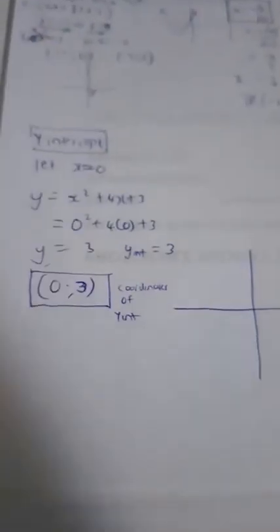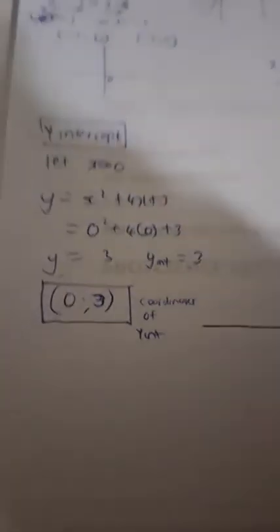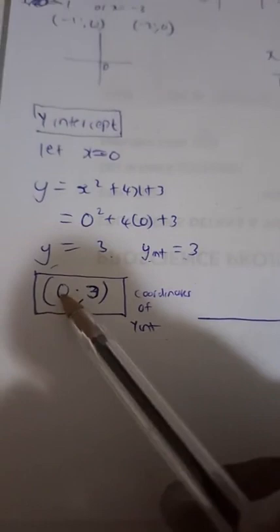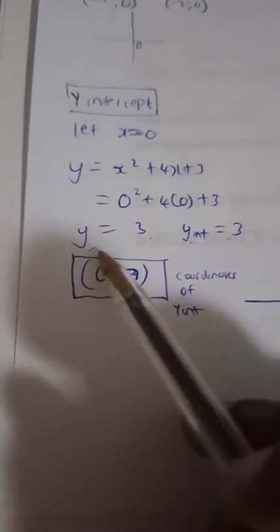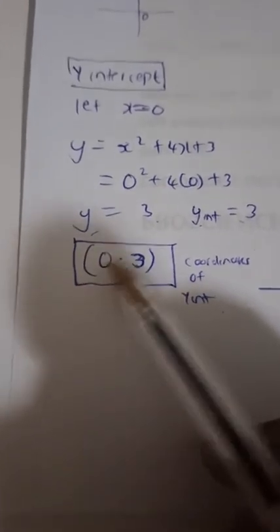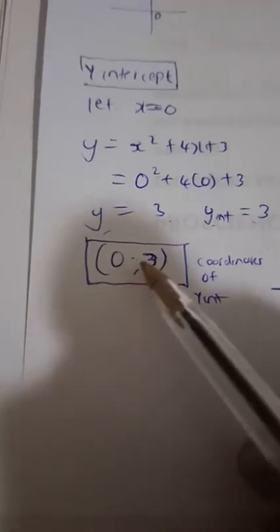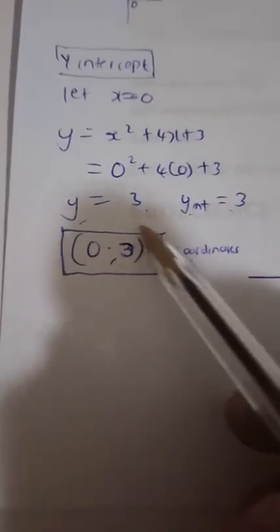There's a distinction between these two questions. If they say what is the y-intercept, you can just write y-intercept is equal to 3. If they ask you what are the coordinates of the y-intercept, then you have to state the coordinates 0 and 3. Very important. Open brackets, 0, then you write a semicolon, which means and, then the 3, and you close the bracket. Okay. Now we can go and sketch.